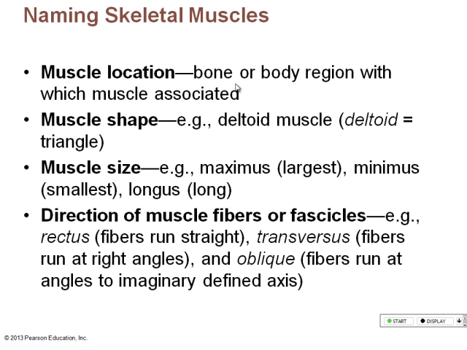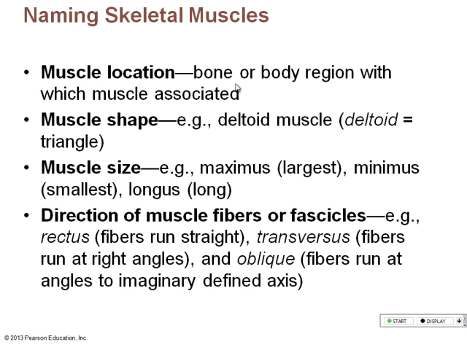And then the directions in which the fascicles go. Now, remember, I can make all these weird movements. In order to do that, I have to pull from many different directions. You know what a fascicle is, right? So we can have fascicles that go in different directions so that I can create these movements. So rectus, fibers that go straight; transversus, fibers that go at an angle; oblique, fibers that run along an imaginary defined axis. So that might be part of your muscles' names as well.